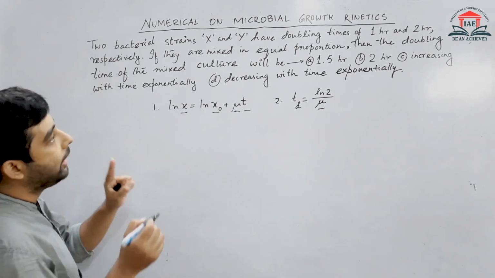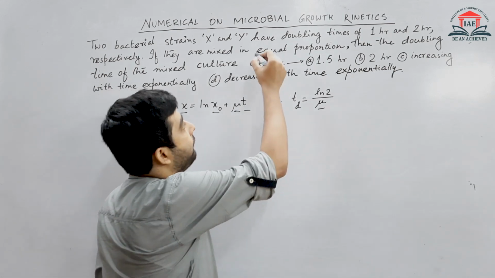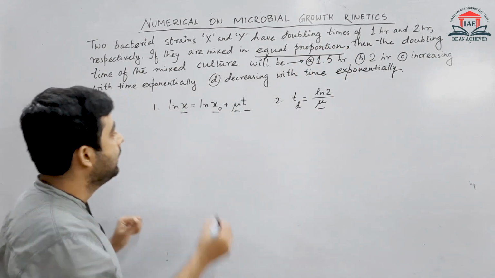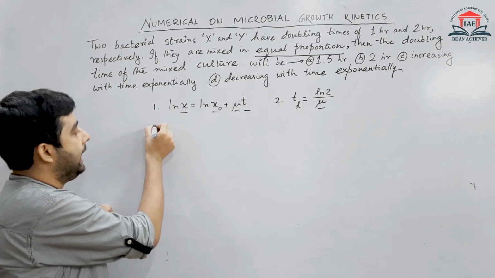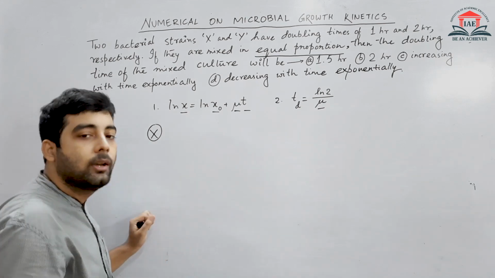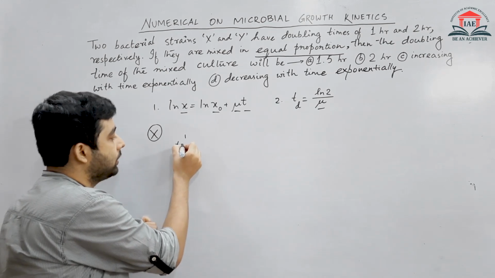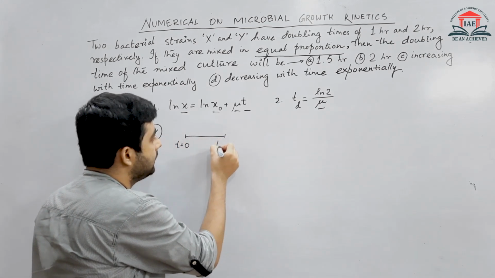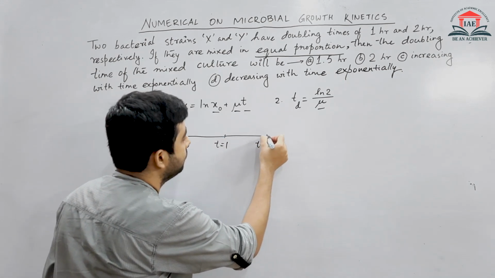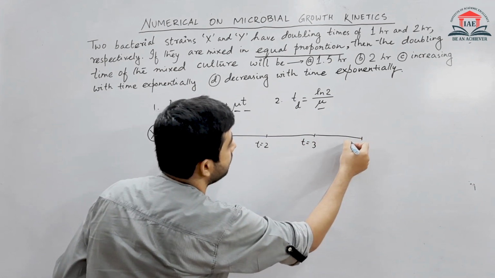You have to remember that it has been mentioned that both the bacterial populations have been mixed in equal proportion. This is the catch line. So let's see. I am talking about the X bacteria at first. The doubling time is 1 hour. So let us take a few cycles of this doubling time. This is T is equal to 0, then T is equal to 1, T is equal to 2, T is equal to 3 and T is equal to 4.